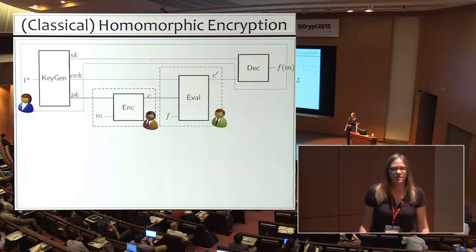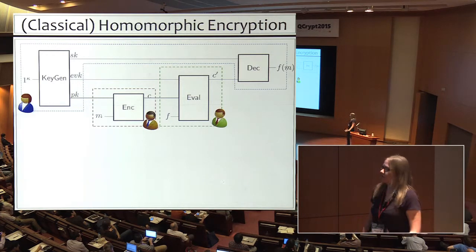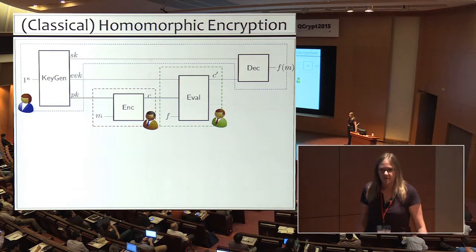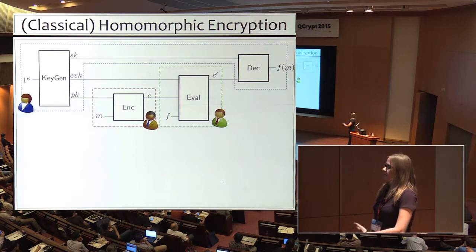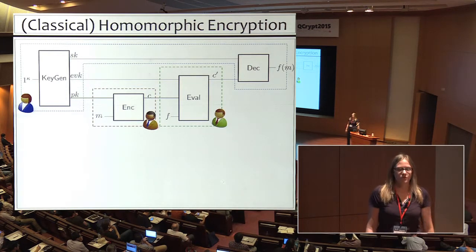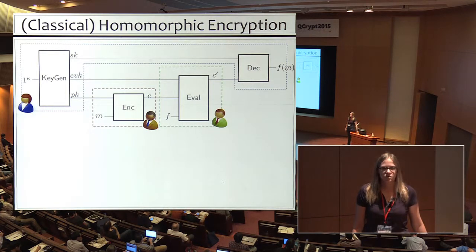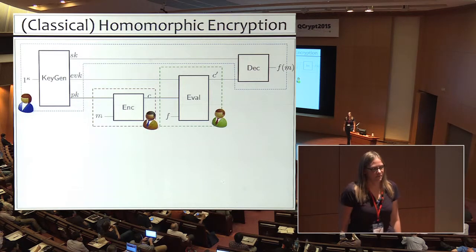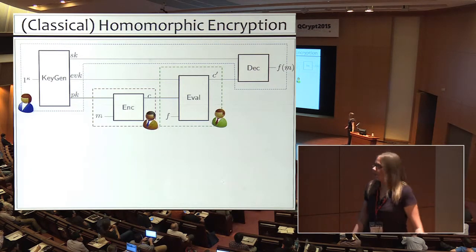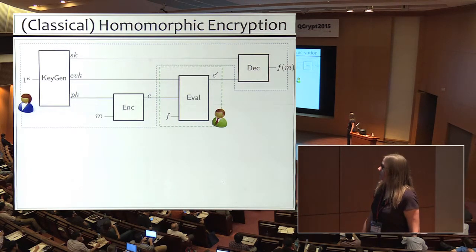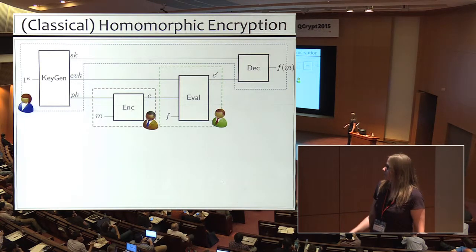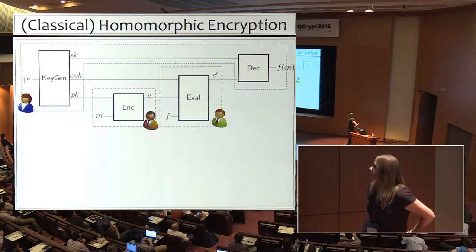So in the public key setting, we imagine that Alice would generate some keys, and then Bob would use Alice's encryption key to encrypt some message. And then he would give the ciphertext to Charlie, who could homomorphically evaluate some function f on his message. And then Alice should be able to decrypt the result and get f of m. And in the symmetric key setting, we would just have Alice generate keys as well as encrypt. But we'll consider the public key setting for now.